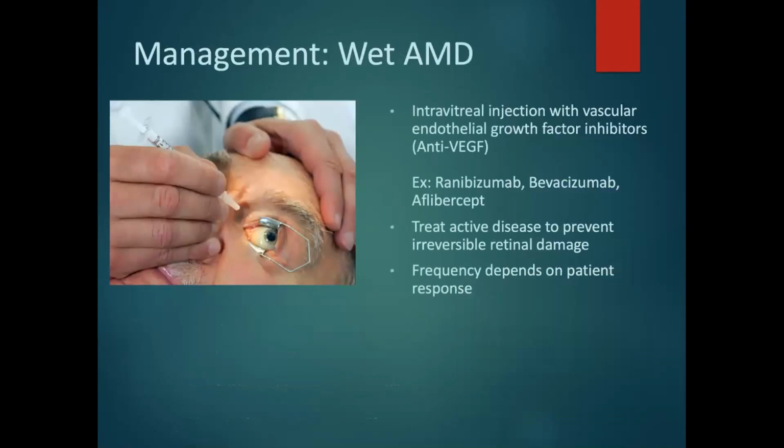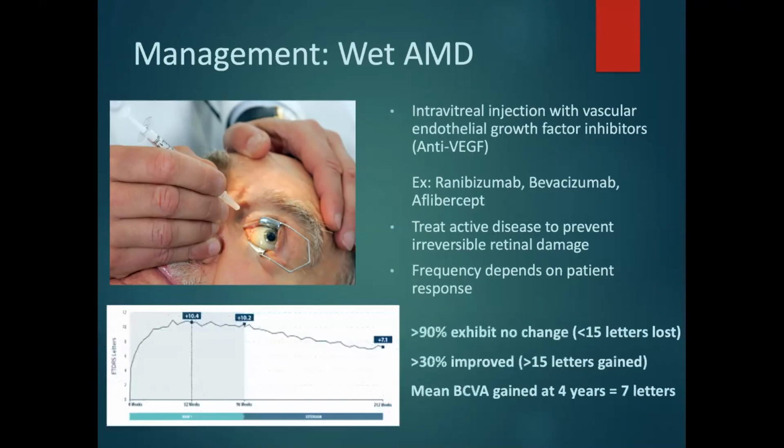In terms of wet macular degeneration, we definitely have more tools in our tool belt to manage that. We use injections of anti-vascular endothelial growth factor. Those injections cause the blood vessels to involute, to shrink away, and as a result, a lot of that swelling and hemorrhaging in the eye resolves. When they have active disease, they're treated, and the frequency depends on their response to treatment.